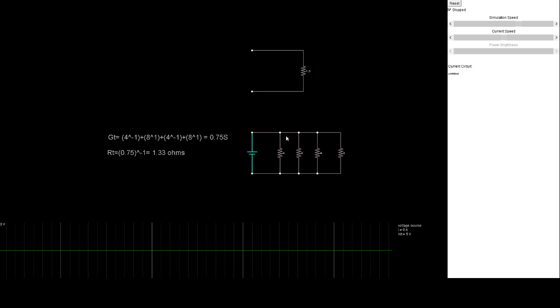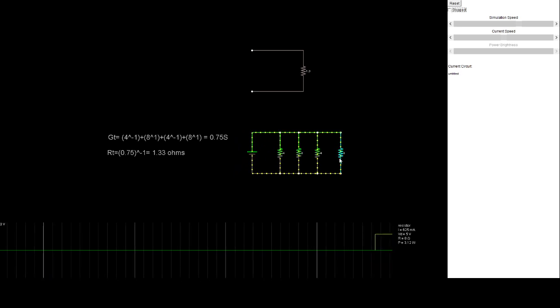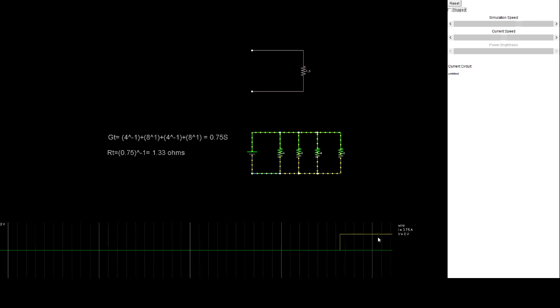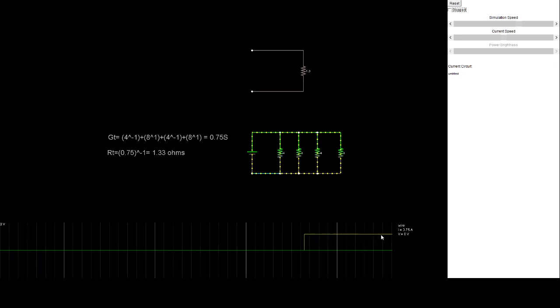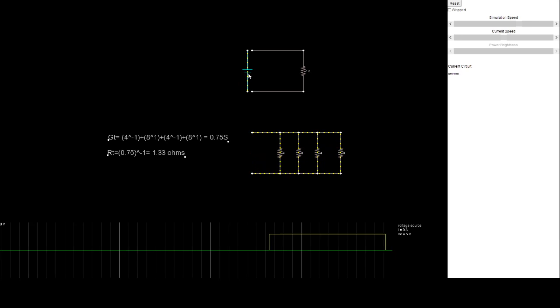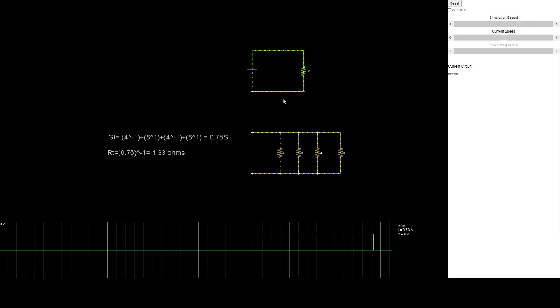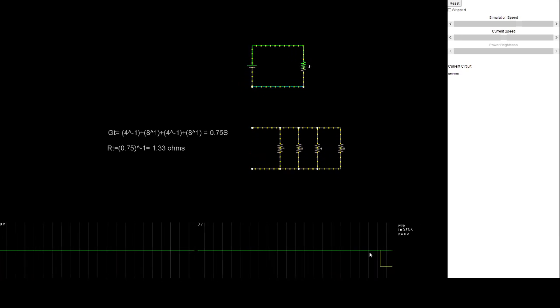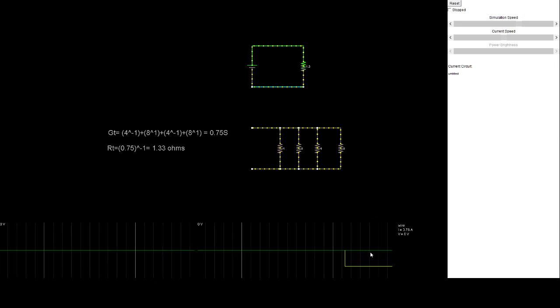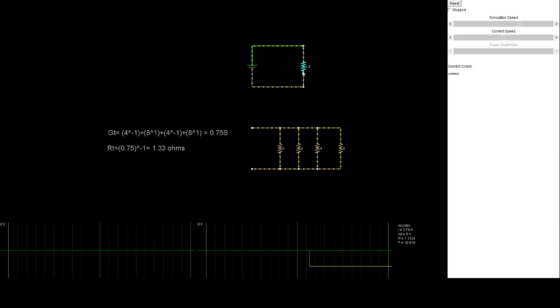When we add it here and we run the simulation, we get 0 volts and we get 3.75 amps. And with our equivalent circuit, we should get the same. And this wire we can also do in scope, and we see 3.76 amps as well. So we can say that this is in fact correct.